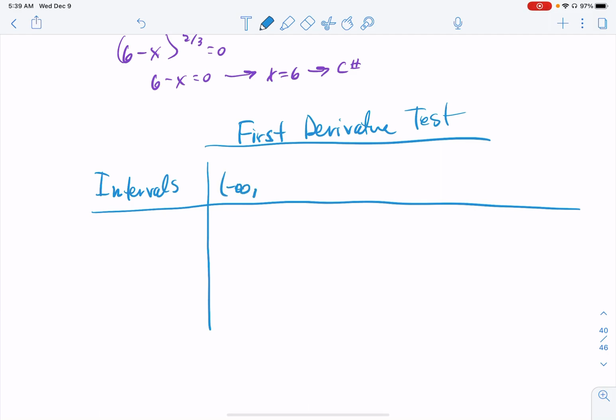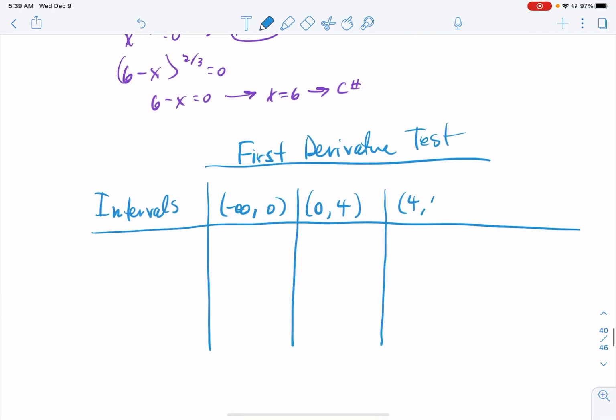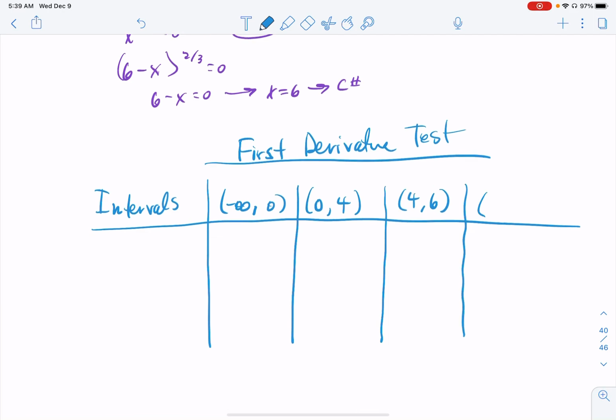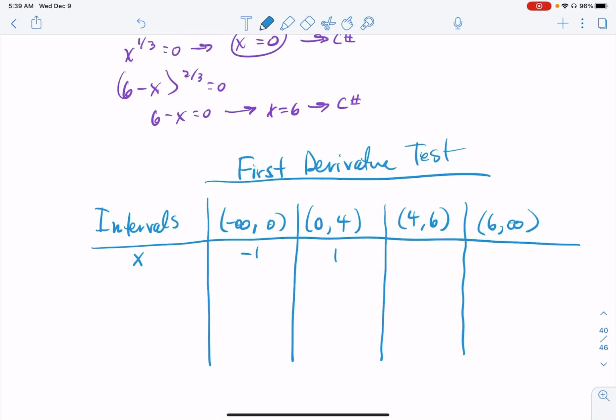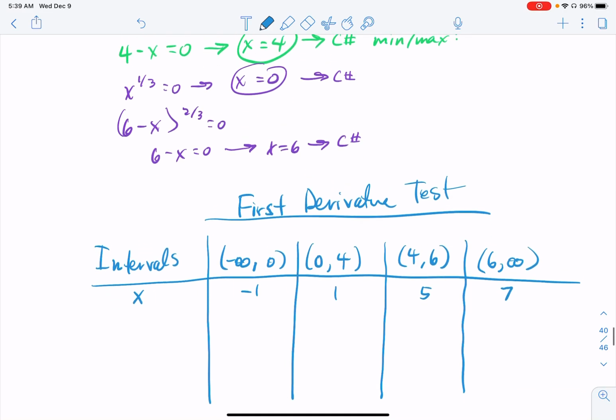Negative infinity to 0. 0 to 4. And then 4 to 6. And then one more, 6 to infinity. There's a lot of little intervals here to pick. Let's pick some x value in each one of these, like -1, +1, maybe a 5, and then maybe a 7,000. I don't know.